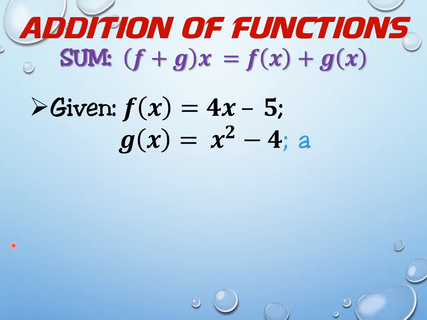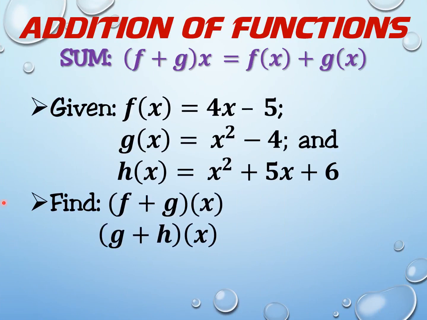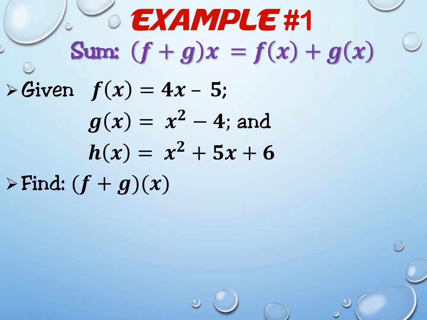Okay, let's start with addition of functions. So we have the given f of x is equal to 4x minus 5, g of x is equal to x squared minus 4, and h of x is equal to x squared plus 5x plus 6. You are asked to find f plus g of x and g plus h of x. Okay, these are the given.